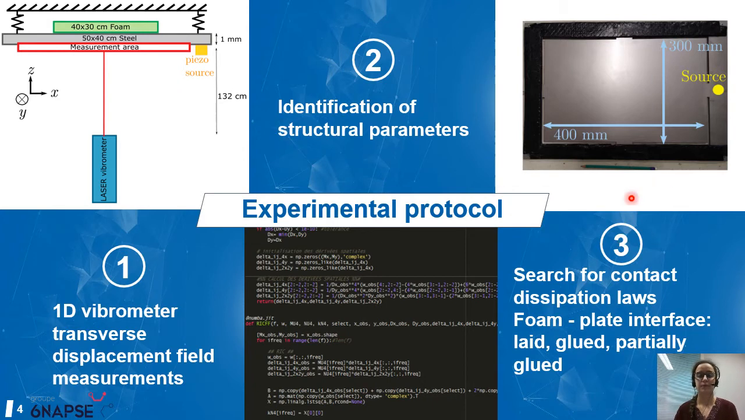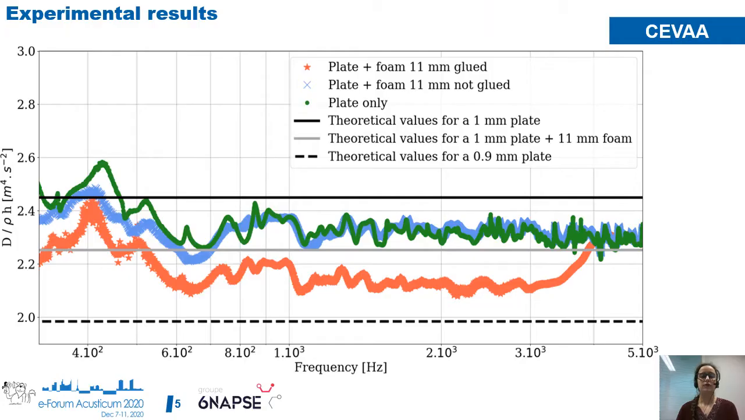The last step is to search for different contact dissipation laws of foam plate interface, not glued, glued, or partially glued. Numerical methods are used to understand the origin of the contact dissipations. The results of the structural parameters for 3 configurations are presented. The rigidity divided by the mass per unit area is in function of the frequency.